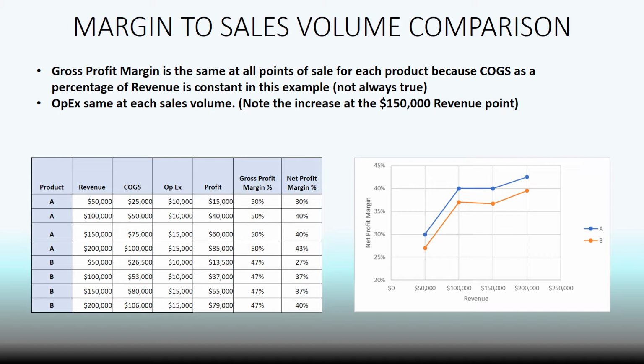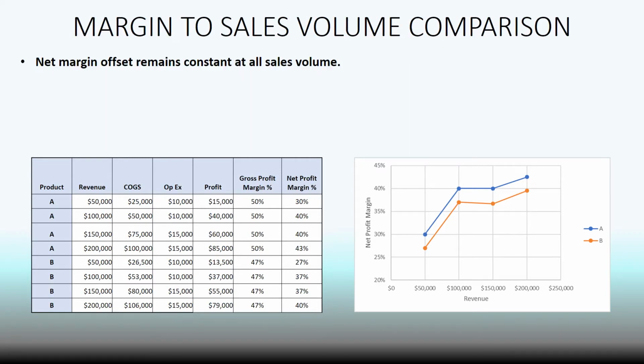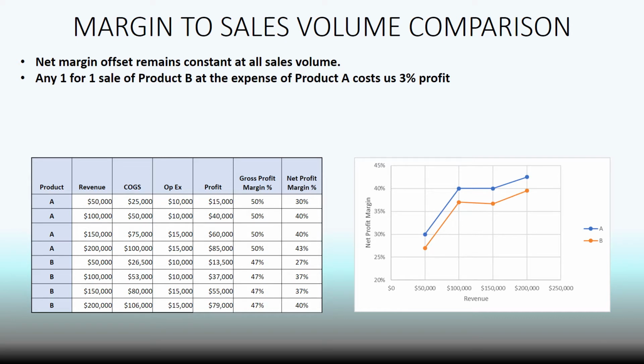Now obviously the point of having a business is to make a profit, and profit is equal to revenue minus COGS minus OPEX, so we always want to maximize profit. Now the first thing that we see here is that the net margin offset remains constant at all sales volumes between product B and product A. And that makes sense because everything has OPEX, for example, is shifting the same at each sales volume, and COGS as a percentage of revenue remained a constant. And since product A always had a 3% higher margin than product B, that 3% translates to every single sales volume. Now what that translates into is that any one-for-one sale of product B at the expense of product A costs us 3% profit. We mentioned that earlier.